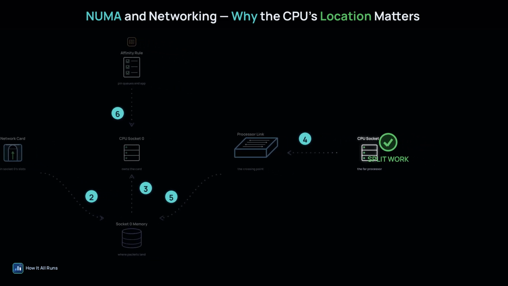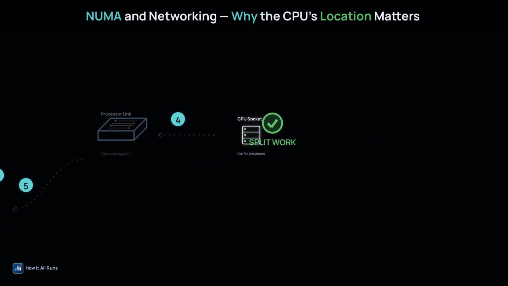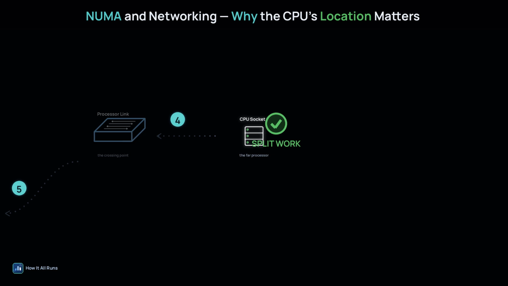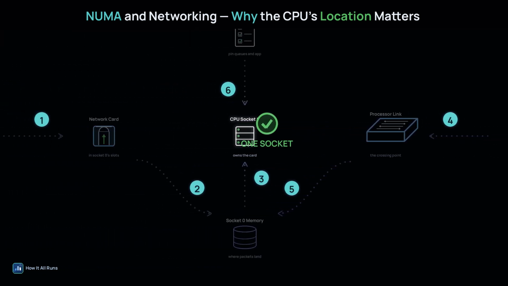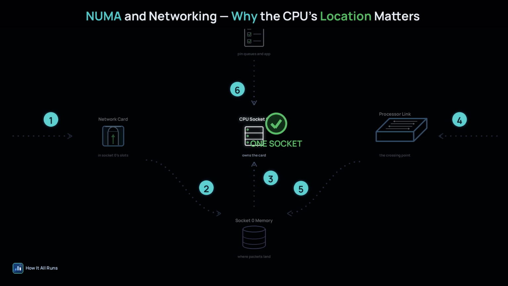Two cards, one per socket is the common answer at scale. Each card feeds the processor beside it, both halves of the machine stay busy, and no packet ever has to cross the middle. And this is why your laptop never shows it. One processor, one memory bank, no far side to reach. The problem is born the moment a machine gets a second socket and grows with every extra one.